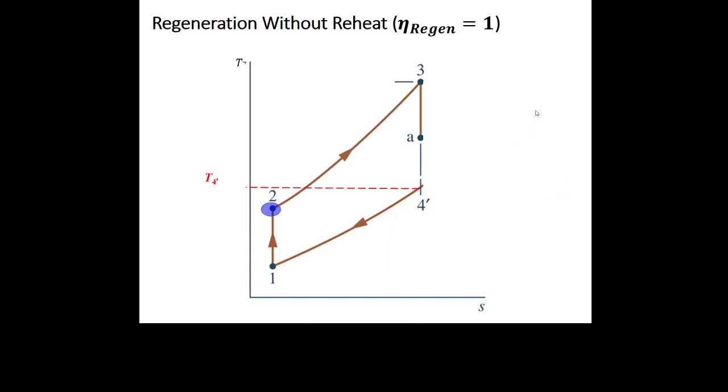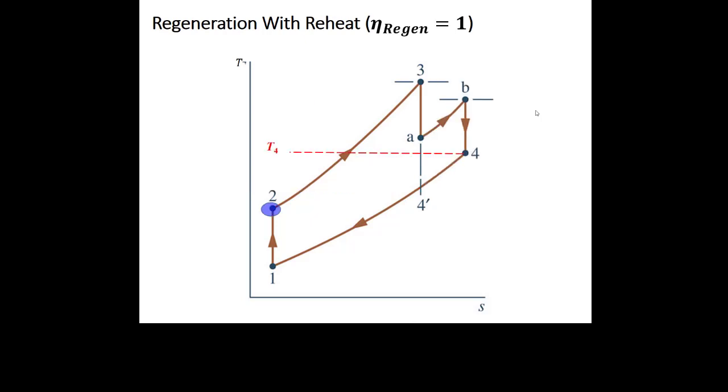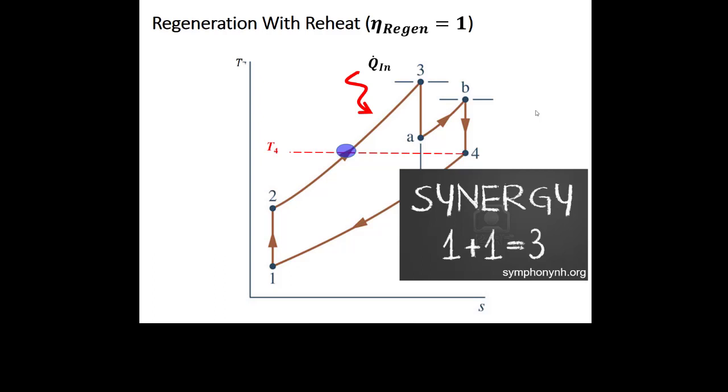Just because I like pictures better than words, without reheat we can maximum go up to 4 prime here, and then we add heat from 4 prime to 3. But state 3 stays the same whether I do reheat or not, so I'm still heating it up to the same temperature. But now, in the maximum case, I can heat it up closer to 3, so I'd put less heat in. So adding reheat and regeneration at the same time gives you more value than you might think if you just look at those two things separately.